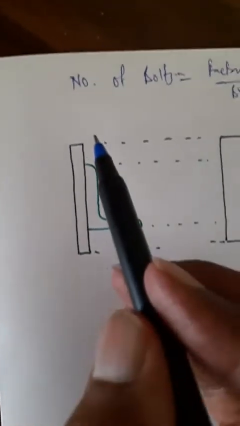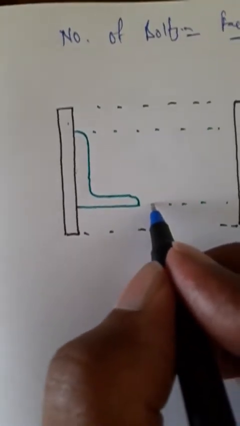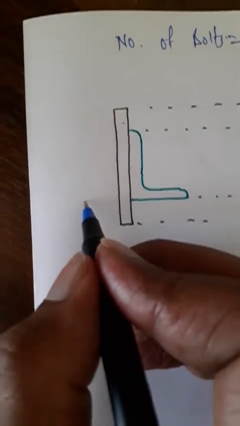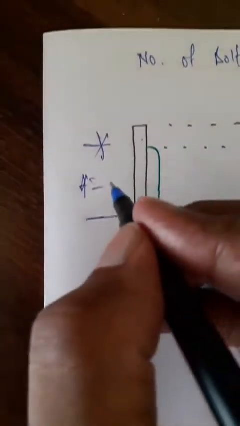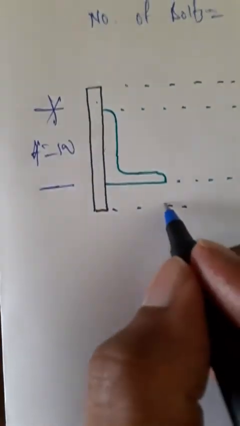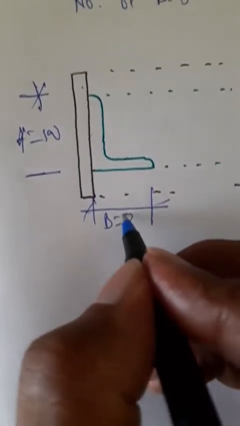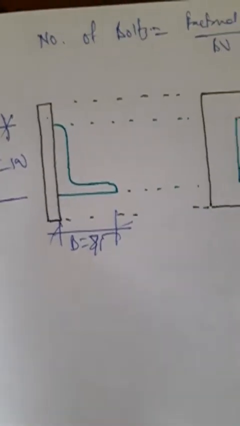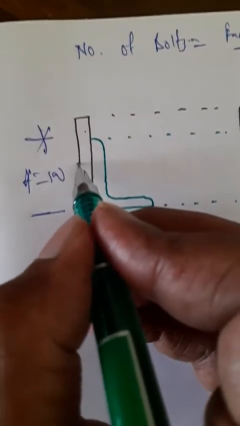Next, put a diagram. Say this is the gusset plate. This is the angle. For this angle, let this be the connected length A. Always the connected length will be the bigger value, 100. This is the outstanding leg B, and B is equal to 75. Next, the 6 bolts are provided like this. So show the bolts here.